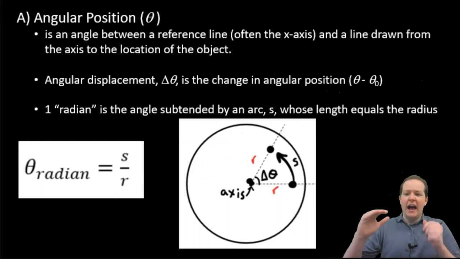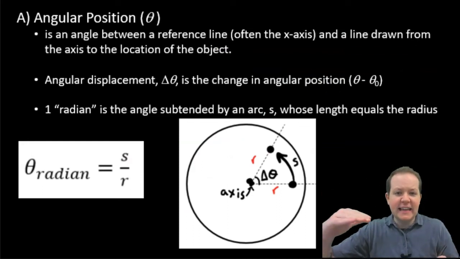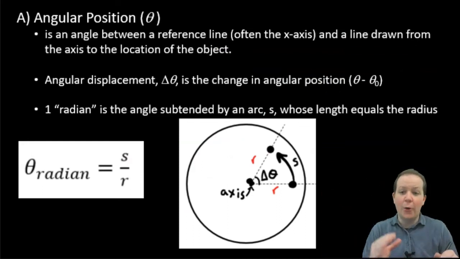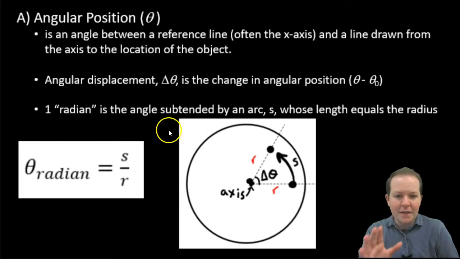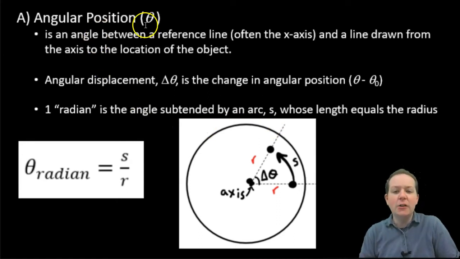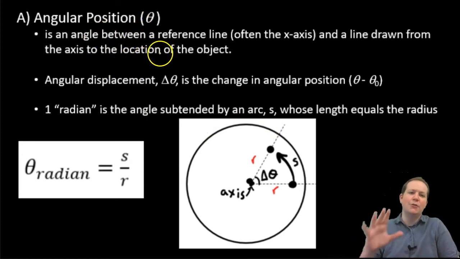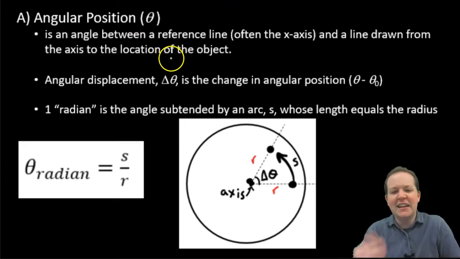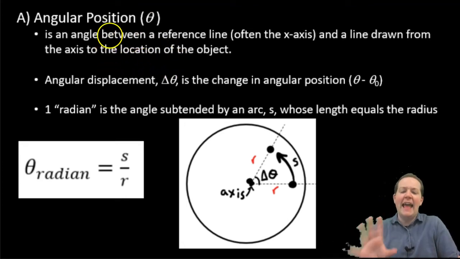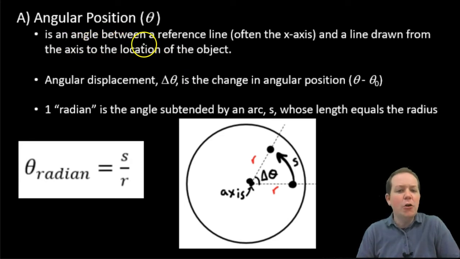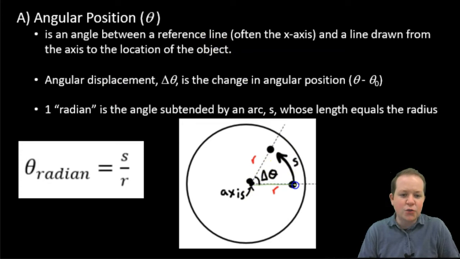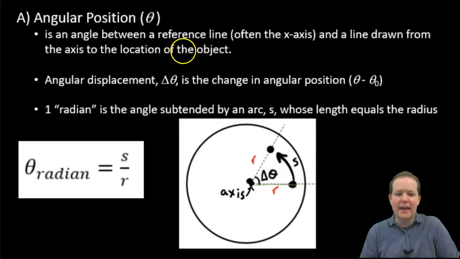So let's get started. I have a part A, B, and C, but it's going to go faster as we go. In fact, this part A is the longest chunk of all the others, but I do recommend you write this down, okay? Part A, angular position. What I have right here is kind of a solid, almost formal definition. It's actually a little bit confusing, but an angular position is an angle between a reference line, which again is usually this x-axis right here, and a line drawn from the axis to the location of the object.